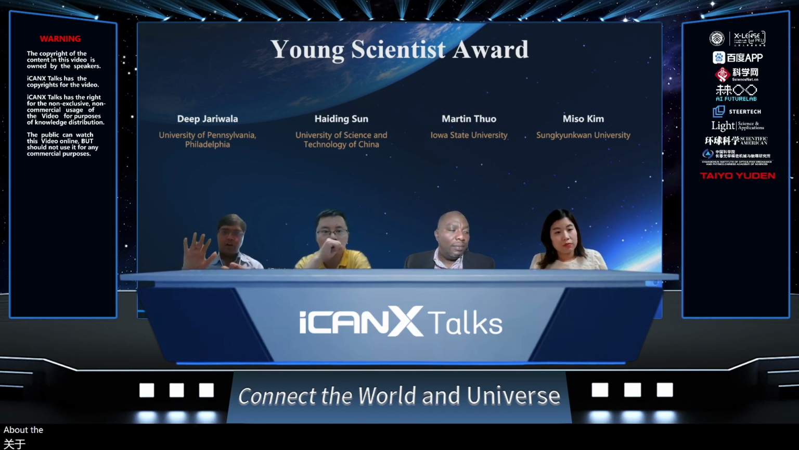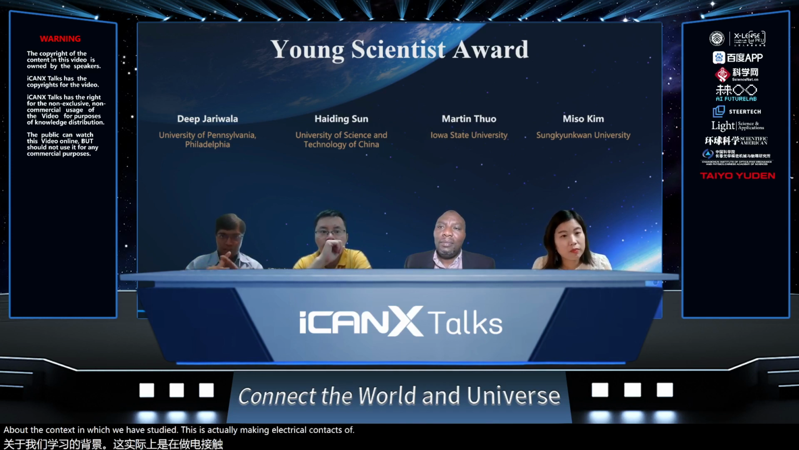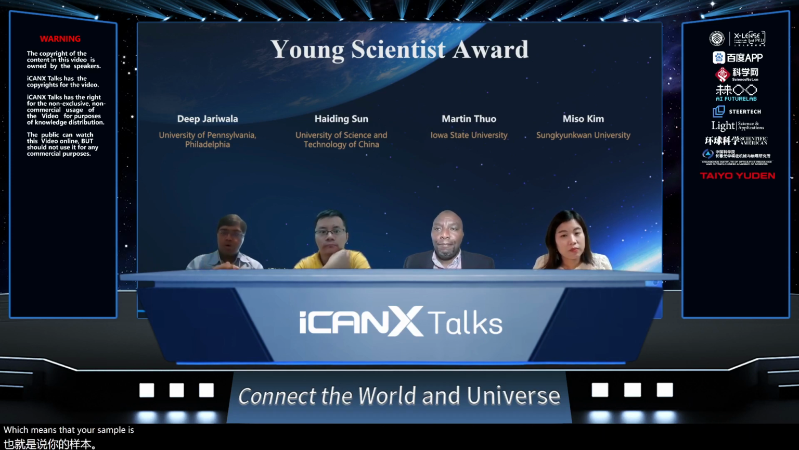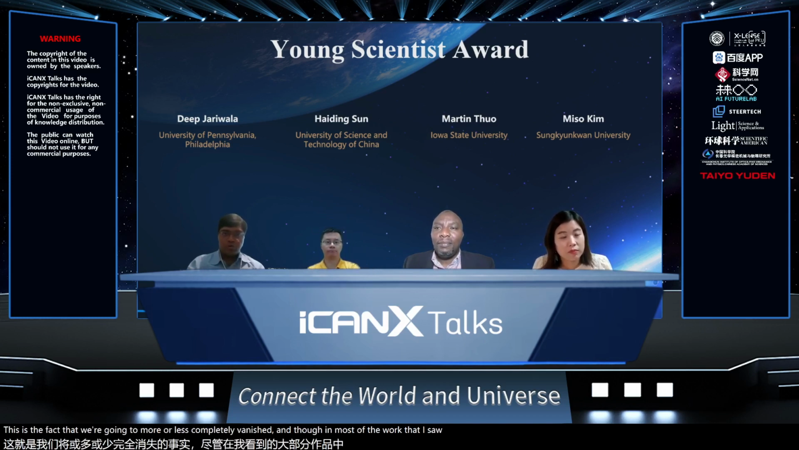But the context in which we have studied this is actually making electrical contacts to 2D semiconductors. This interfacial charge transfer is really important to that. Now, in the optical regime where we are investigating many of these materials, these effects vanish by the time you reach the 3rd or 4th atomic layer. Which means if your sample is more than about 2 nanometers in thickness, these effects are going to more or less completely vanish.